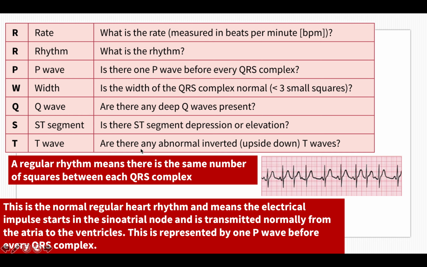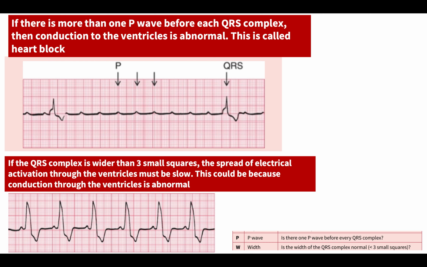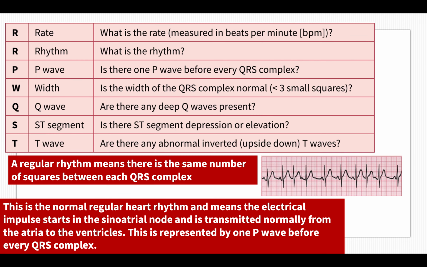So this is the normal regular heart rhythm, and it means that the electrical impulse starts in the sinoatrial node. So from just looking at the ECG, from seeing the RR interval constantly, you can check whether there is a normal regular rhythm. After you check the normal regular rhythm, the next thing you want to look for is the P wave. So it's RRP. Remember, it's RRP.